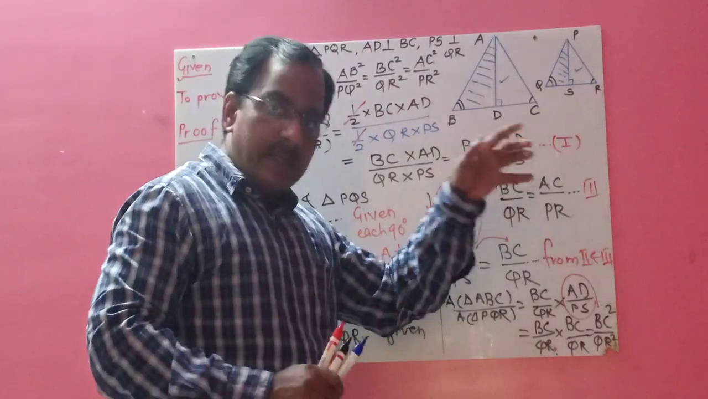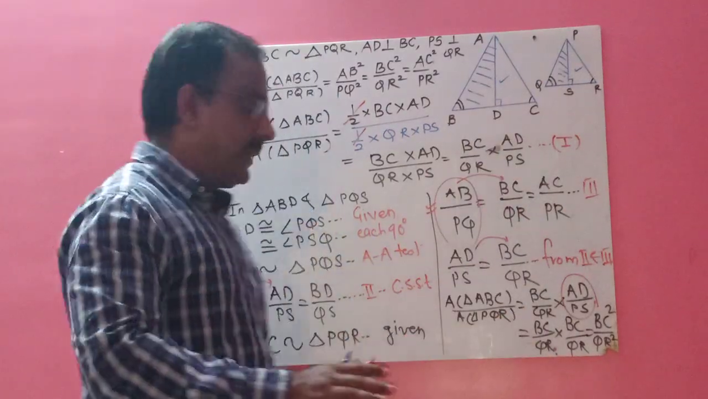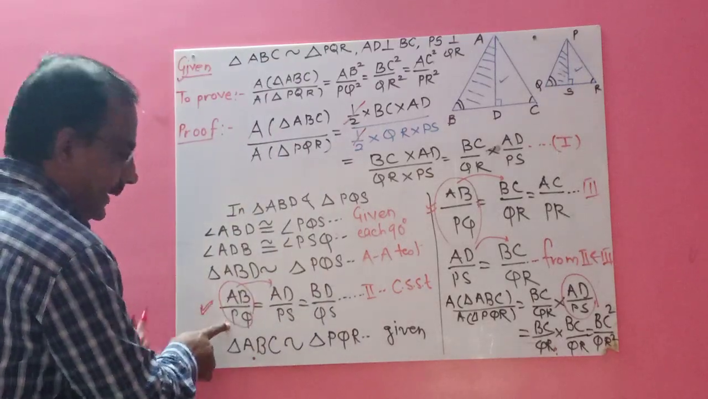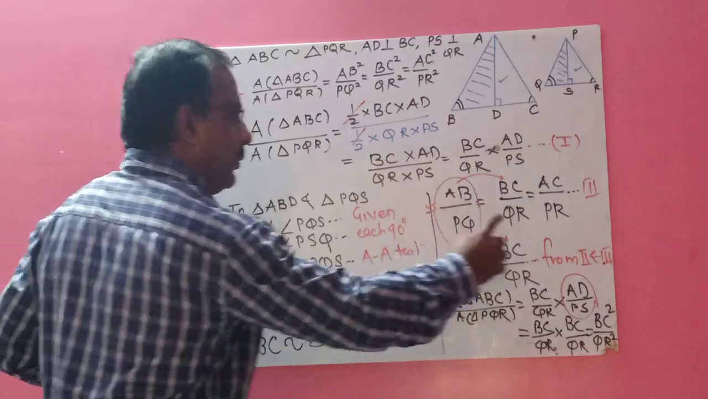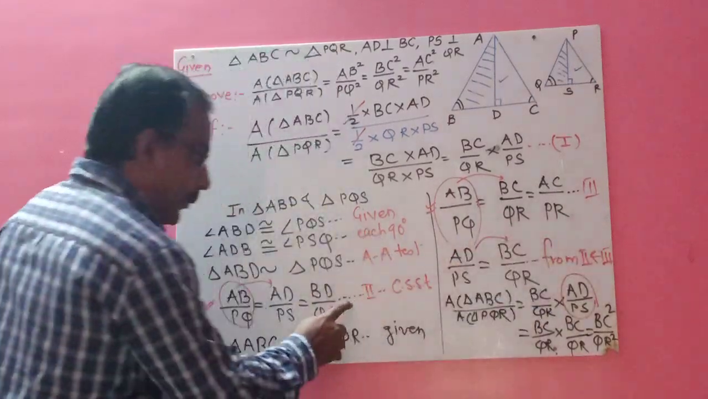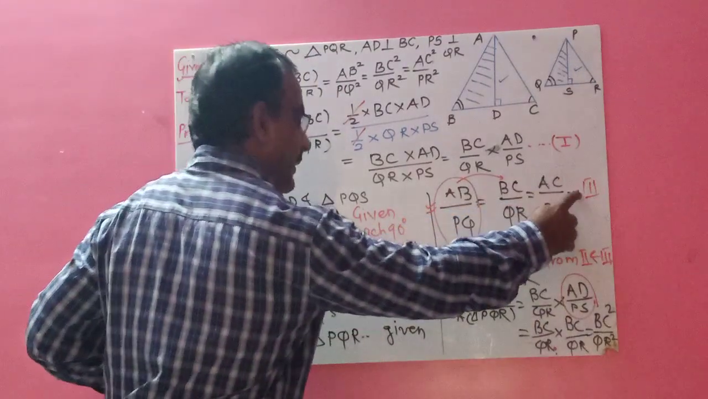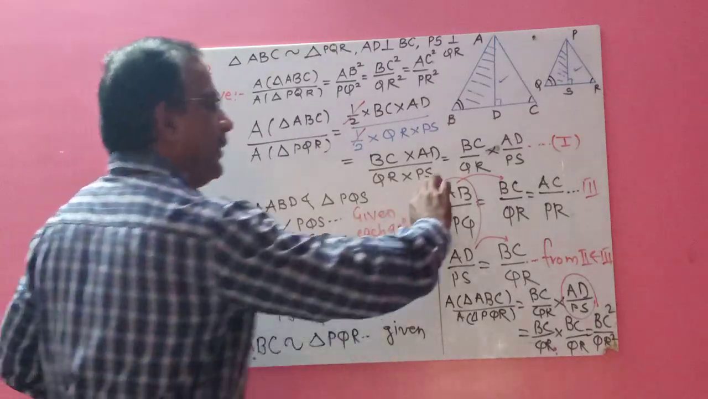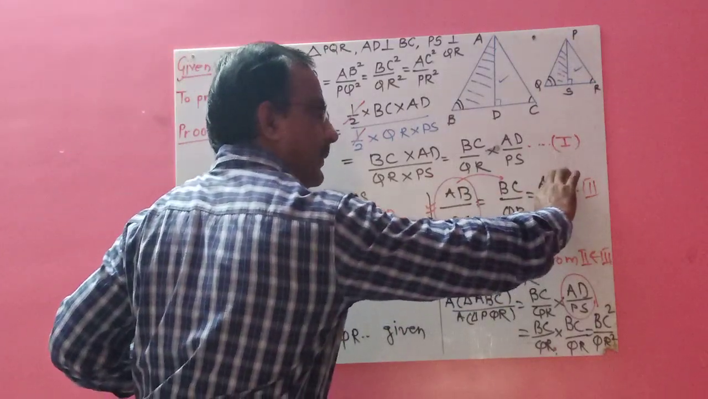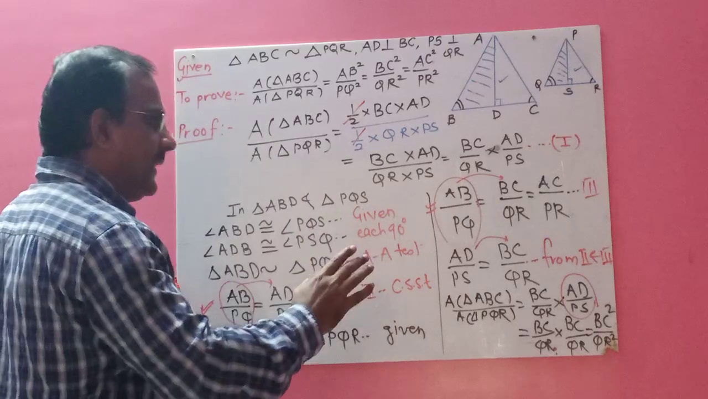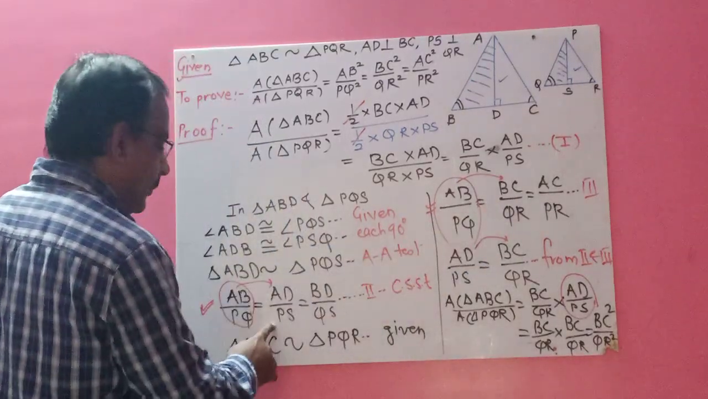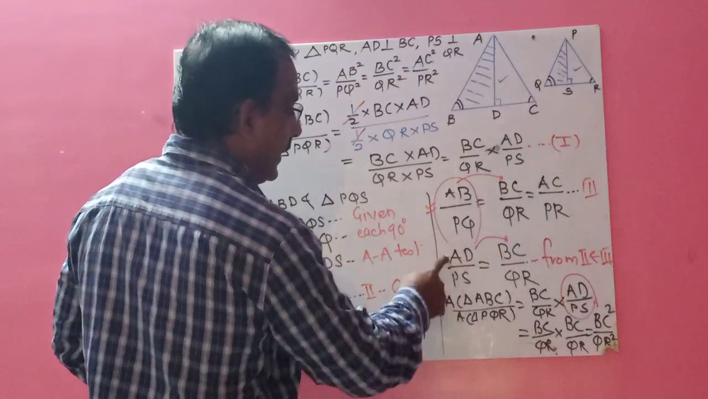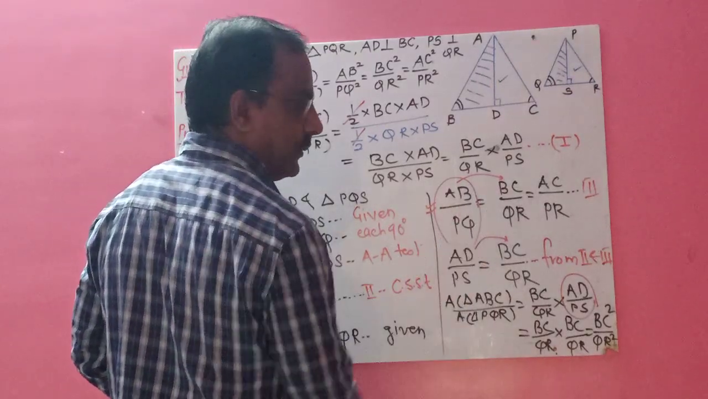After this, the very important part is, just see here, AB upon PQ is equal to this, and again AB upon PQ is equal to this. So from point number 2 and point number 3, all these 3 ratios are equal to all these 3 ratios. But I need only this and this. So AD upon PS is equal to BC upon QR.